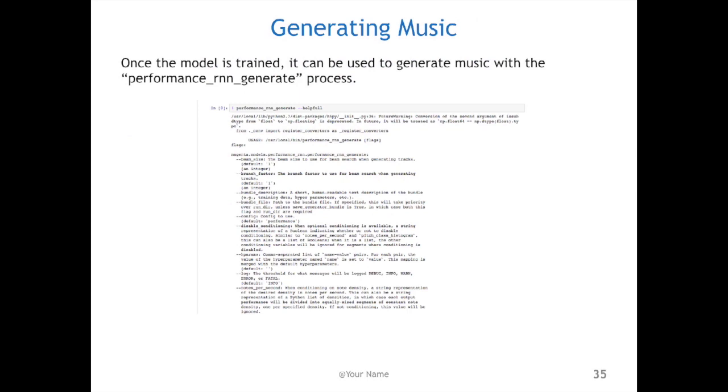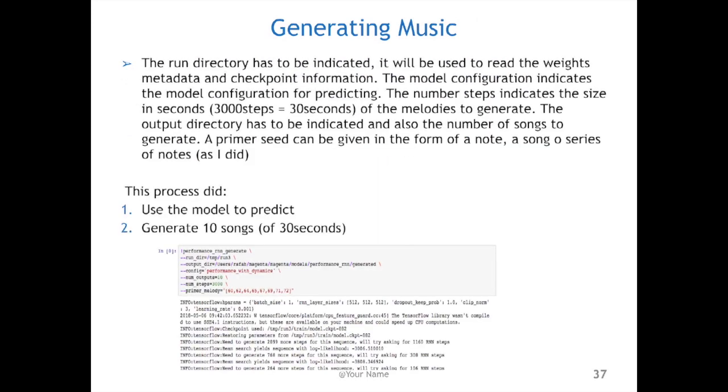Generating music. Once the model is trained, it can be used to generate music with the Performance RNN generate process. The run directory has to be indicated. It will be used to read the weights, metadata and checkpoint information. The model configuration indicates the model configuration for predicting. The number of steps indicate the size in seconds of the melodies to generate. 3000 steps equals 30 seconds.